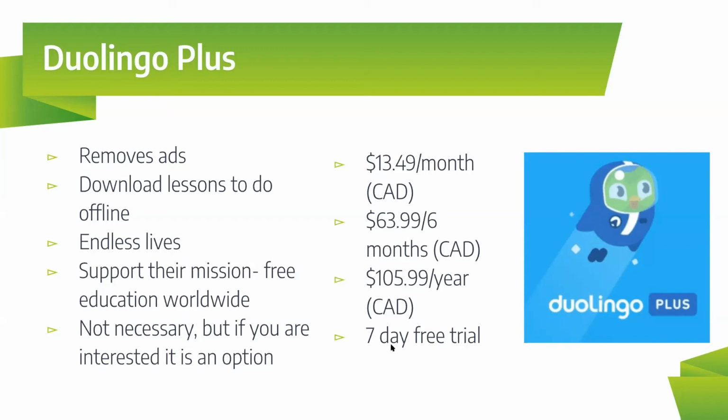It also allows you to have endless lives, which means that you can make endless mistakes without having to wait a certain amount of time. As well, it does support their mission, which is to have free education worldwide. And the cost is as follows: $13.49 per month, $63.99 for 6 months, or $105.99 per year. There is also a 7-day free trial available if you just want to try it out.